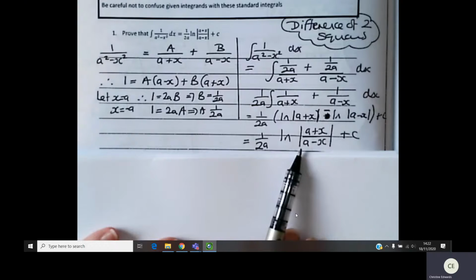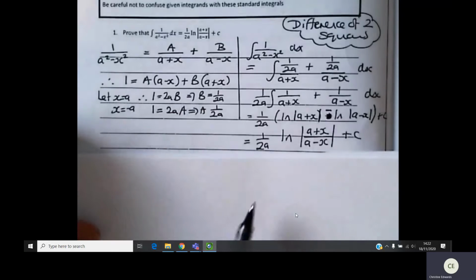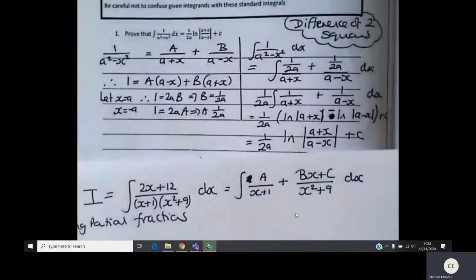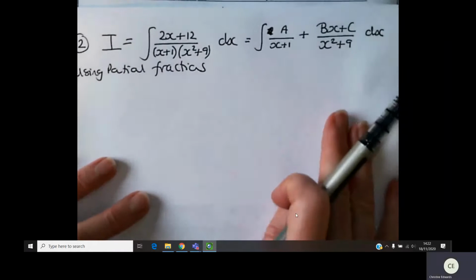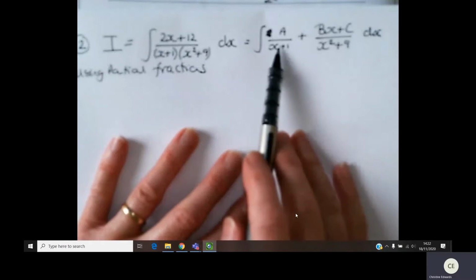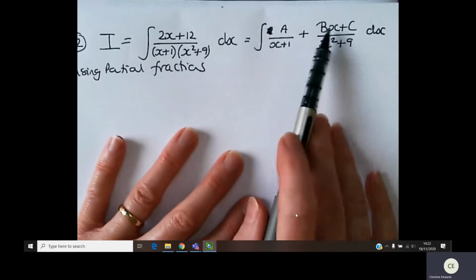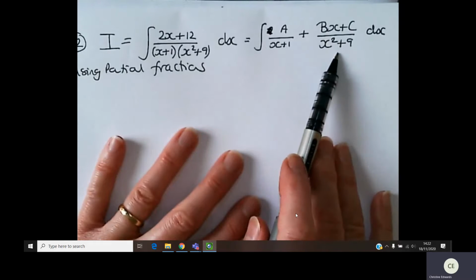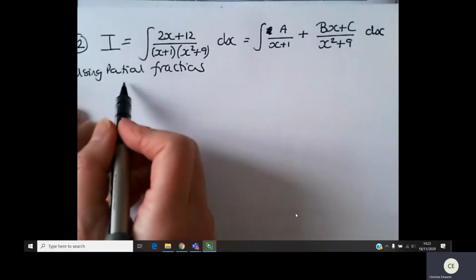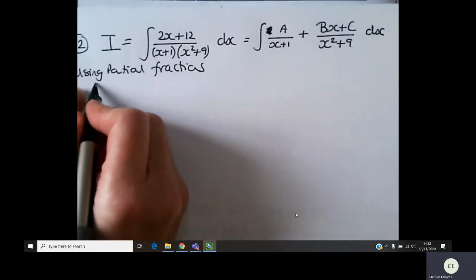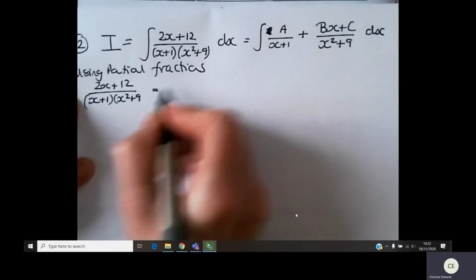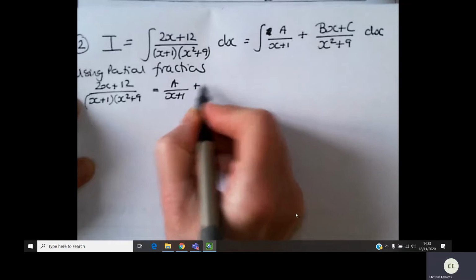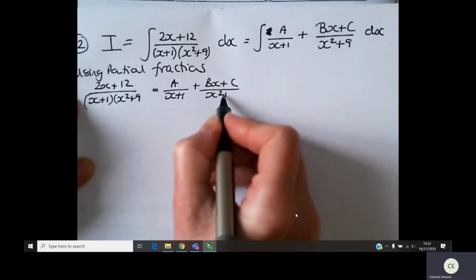So that is question 1. Let's move on to example 2, which allows us to see how the format that we've got at the top of the page works. So I've got my question and I've split it into partial fractions with bx plus c on top of the quadratic that I cannot factorise. However, I'm expanding in the normal way, so I've got 2x plus 12 over x plus 1 and x squared plus 9, and that's equal to a over x plus 1 plus bx plus c over x squared plus 9.